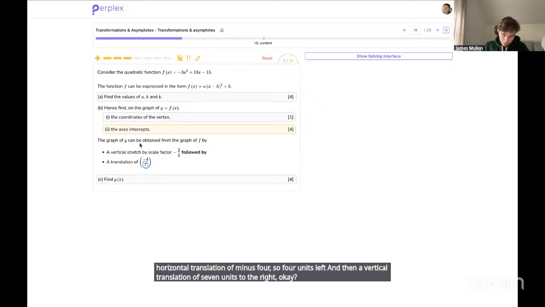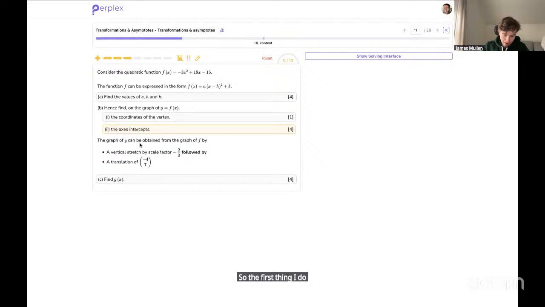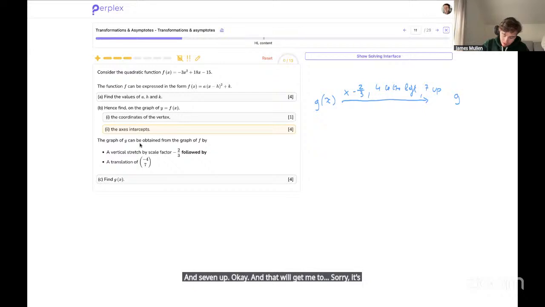Okay, so the first thing I do is a vertical scale by factor negative 2 over 3. So g of x, first I multiply, I do times negative 2 over 3. All right. And then I go 4 to the left and 7 up. Okay. And that will get me to, sorry, it's the other way. So it's g here.